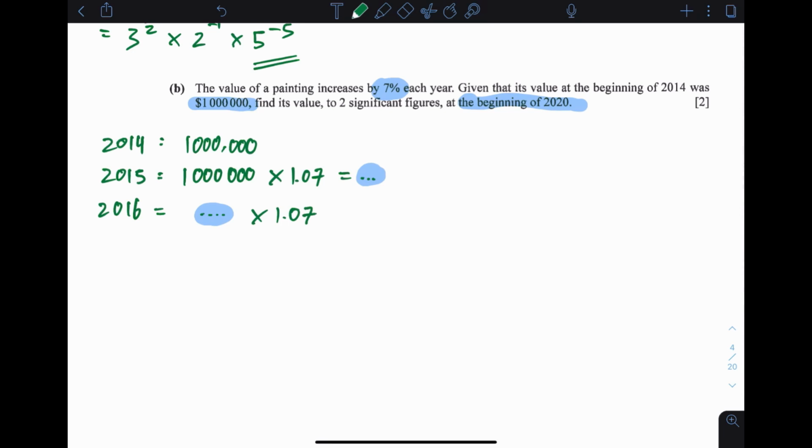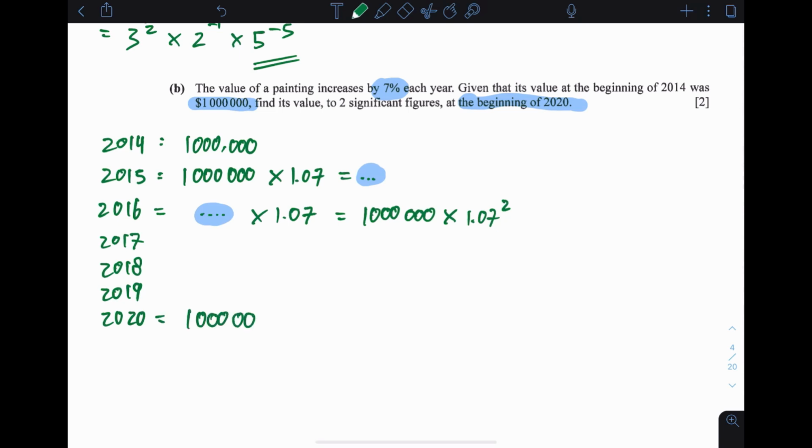Okay, alternatively, I can also write this down as 1 million times by 1.07 power of 2. Alright, because it's just continuation of multiplication by 1.07. This will happen for 2017, 2018, 2019, and 2020 as well. Okay, so if we jump to the 2020, we actually applied the 1.07 several times already. Okay, and if you count from 2015, 1, 2, 3, 4, 5, and 6.